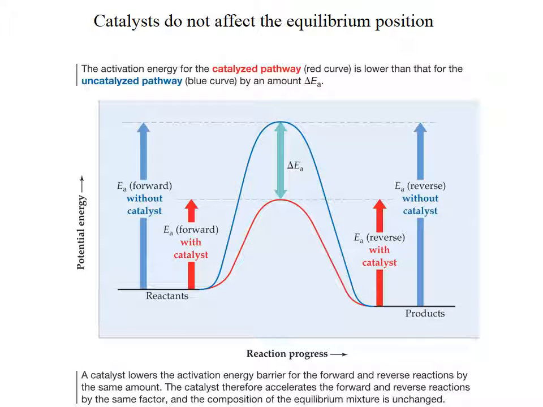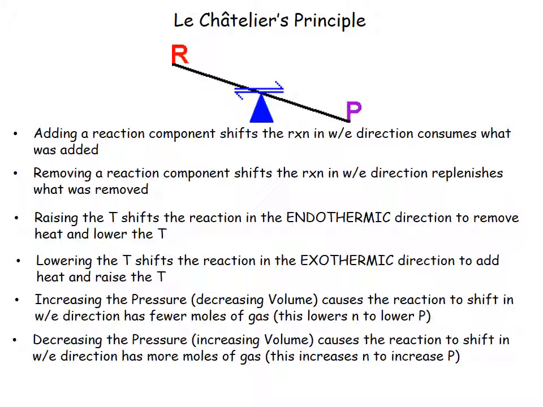Now, because the equilibrium is when the forward and the reverse rates are equal, then that means that if the forward reaction is influenced the same as the reverse reaction, there is no effect on the equilibrium position or the equilibrium constant by the presence of a catalyst. So the last thing here, catalysts do not affect the equilibrium position, and that's the last piece of Le Chatelier's principle.